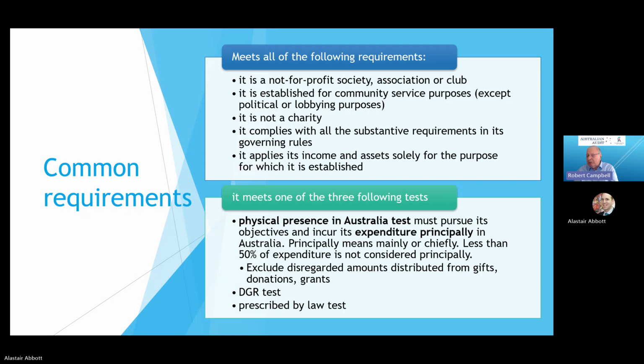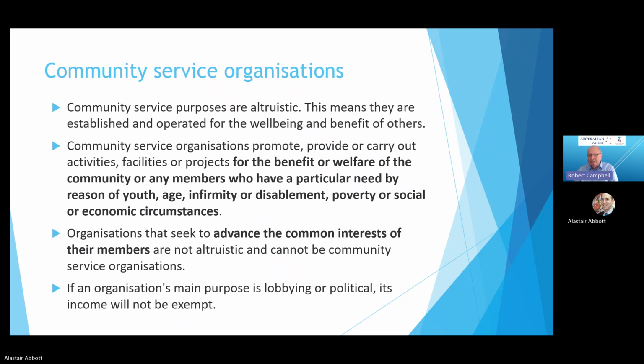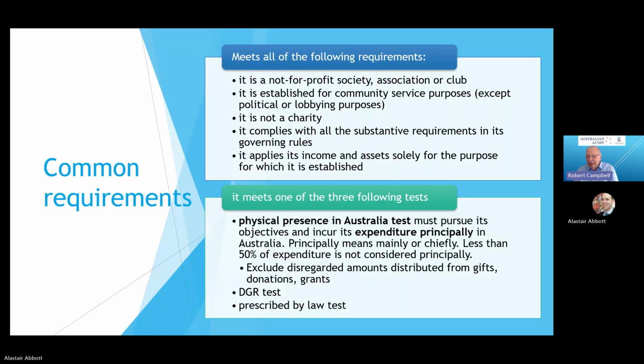Now, what does this mean? They have to incur their expenditure principally in Australia, and principally means 50% or more. Okay. Sorry, Al, go back one. Important to recognise there are disregarded amounts from gifts, donations and grants. The expenditure attached to those particular gifts, donations and grants is excluded when you look at that physical presence in Australia test. Next slide.